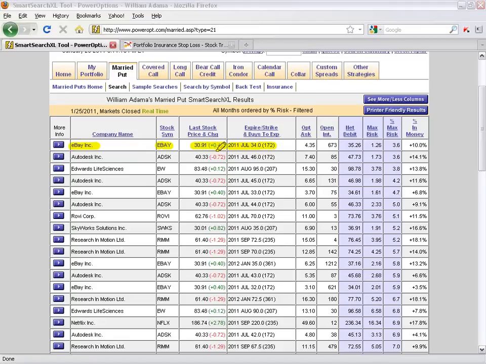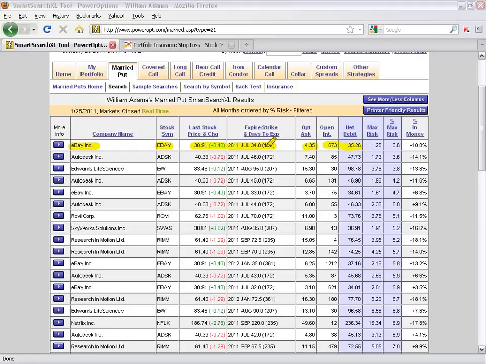So we have eBay at $30.91. It was up 40 cents today, one of the stocks that was up today. And we're shown we could purchase the July 34 strike put, 2011 July 34 put with 172 days to expiration with an ask price of $4.35. Our open interest is 673 contracts. It's pretty solid for a far out in time option. And our total net debit, stock plus put, would be $35.26.